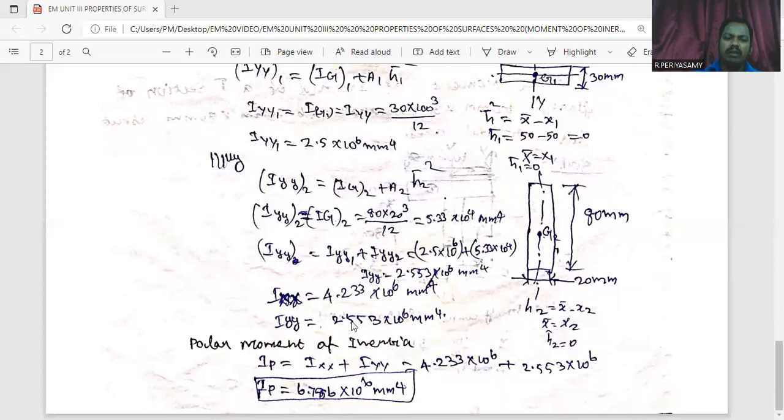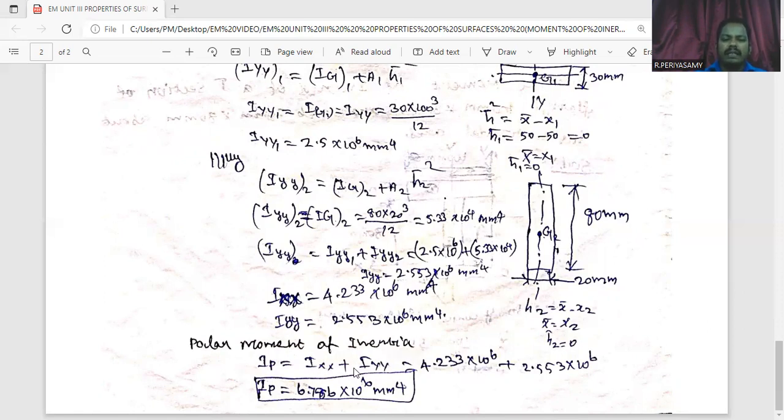Additionally, we have to find the polar moment of inertia. The polar moment of inertia is nothing but the sum of the moment of inertia about the x-axis and the moment of inertia about the y-axis. Here the polar moment of inertia is denoted as Ip. So Ip equals Ixx plus Iyy. So we add both values and easily find the polar moment of inertia.